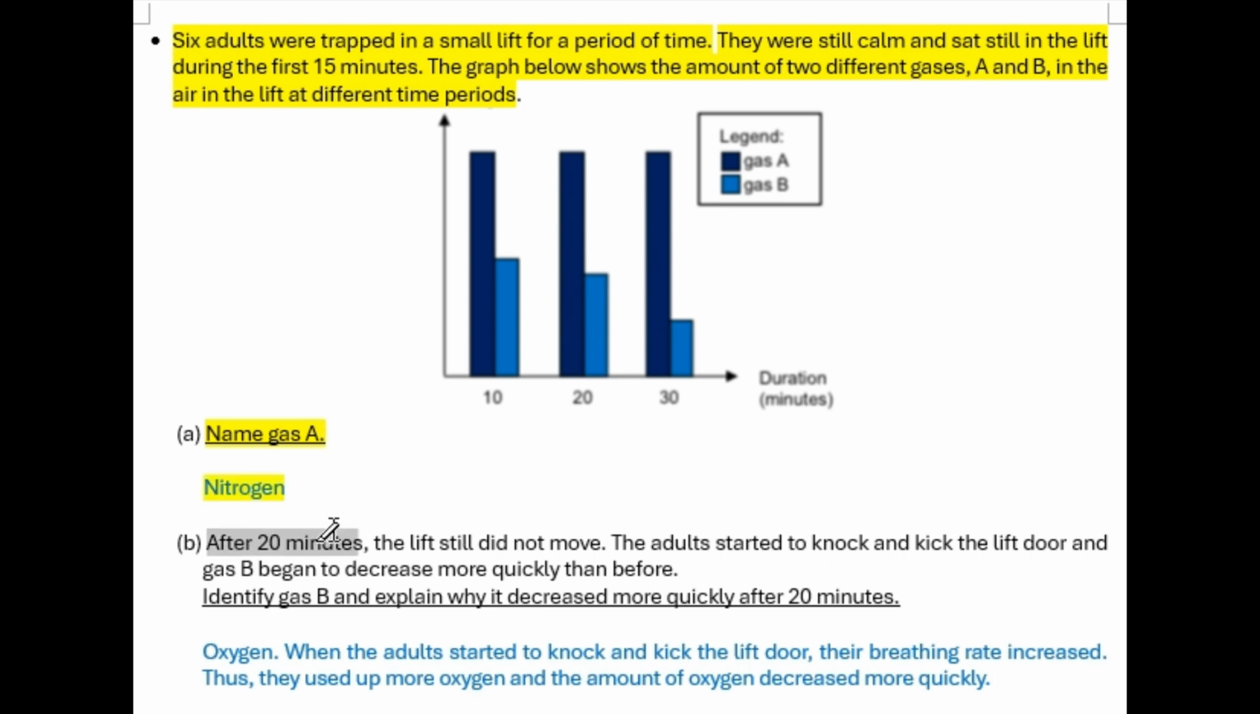B. After 20 minutes, the lift still did not move. The adults started to knock and kick the lift door, and gas B began to decrease more quickly than before. Identify gas B and explain why it decreased more quickly after 20 minutes. Oxygen. When the adults started to knock and kick the lift door, their breathing rate increased. Thus, they used up more oxygen and the amount of oxygen decreased more quickly.